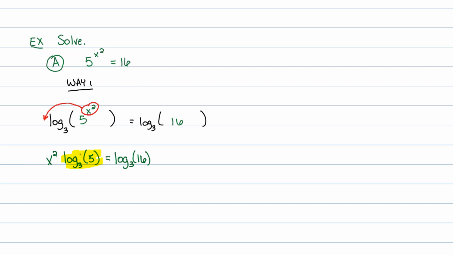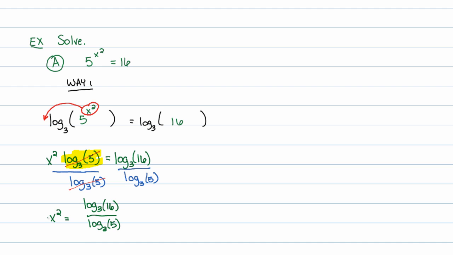I'll divide both sides by that number. Okay, so here I go. I'm going to show you that division. I'll divide both sides by log base 3 of 5. And so on the left-hand side, log base 3 of 5 over itself is just 1, right? Anything over itself is just 1. So we get the following. We get that x² is equal to log base 3 of 16 over log base 3 of 5.